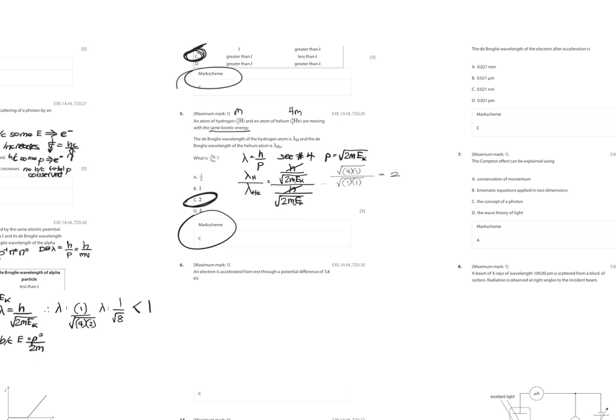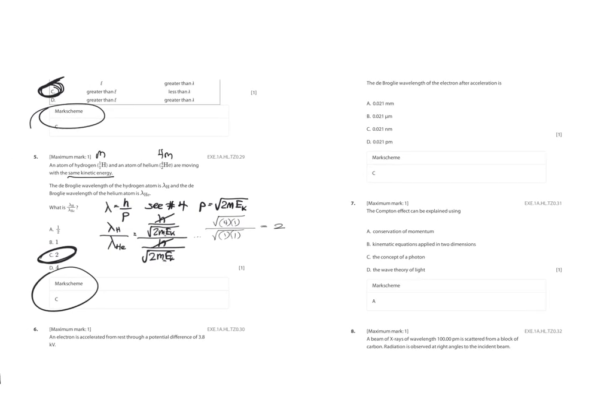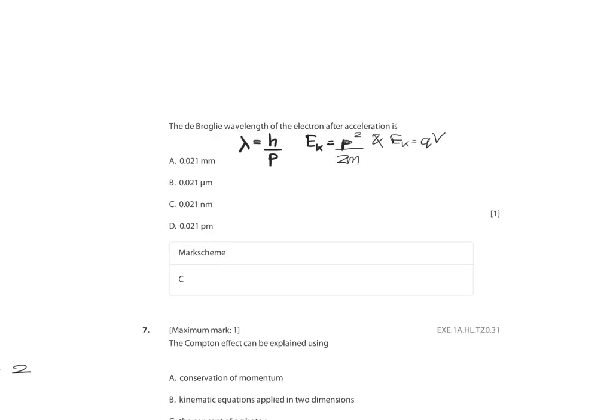Electron is accelerated from rest through 3.8 thousand volts, kilovolts. What is the de Broglie wavelength of the electron after its acceleration? And in millimeters, micrometers, nanometers, and picometers. Okay, so we have de Broglie wavelength is h over p. We know that kinetic energy is p squared over 2m. We also know that the kinetic energy of an electron accelerated through an electric field is qV.